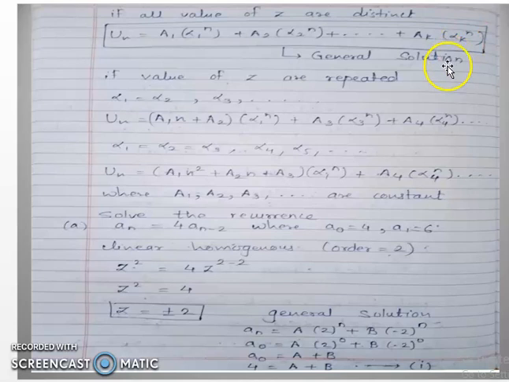But if the values of z are repeated, meaning among all the roots the first two roots are the same, that is alpha 1 is equal to alpha 2, then we get the general solution formula: un is equal to a1 into n plus a2, multiplied by alpha 1 raised to the power n, plus a3 into alpha 3 raised to the power n, plus a4 into alpha 4 raised to the power n.